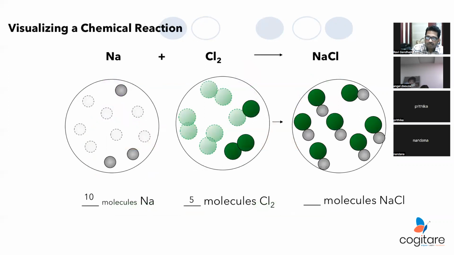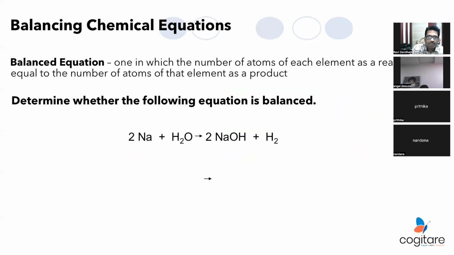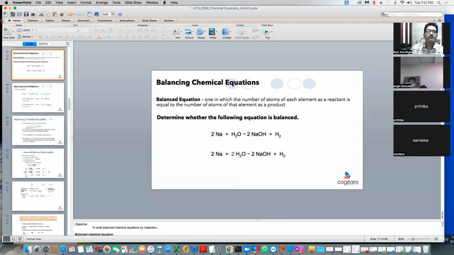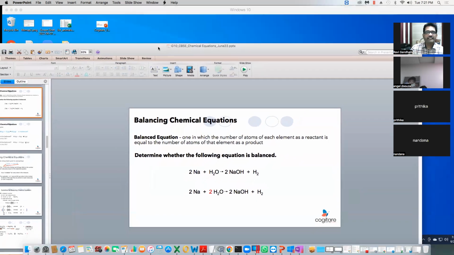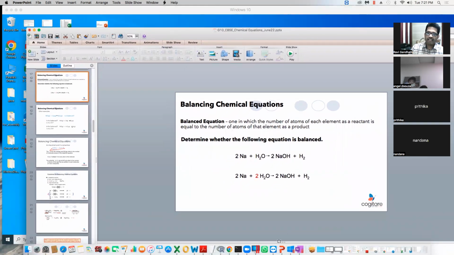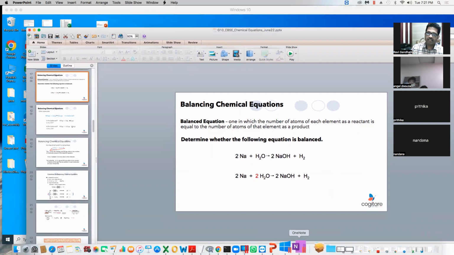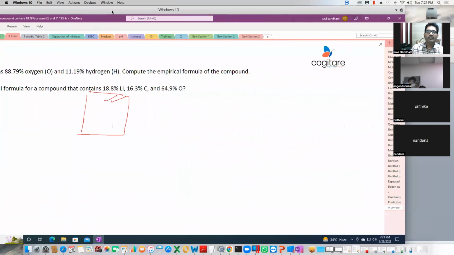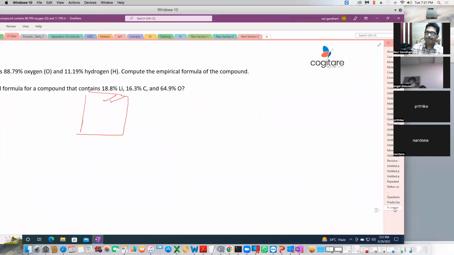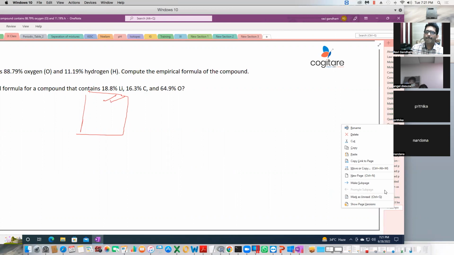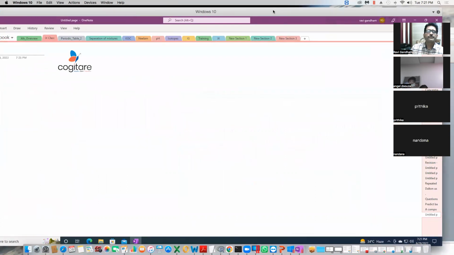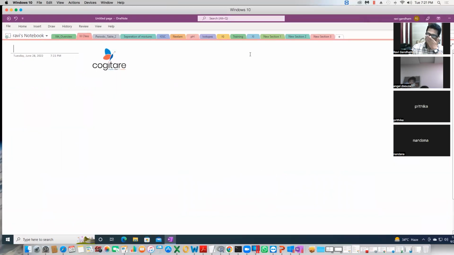Okay, guys, we'll talk about this later on. What we'll do is we'll just get into OneNote to make things interesting as well as easy for you guys to understand. And let me add a page here. Okay, guys. You can see my screen, all of you? Yes, sir.